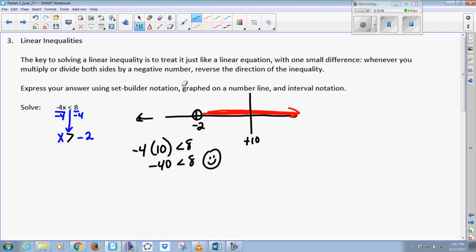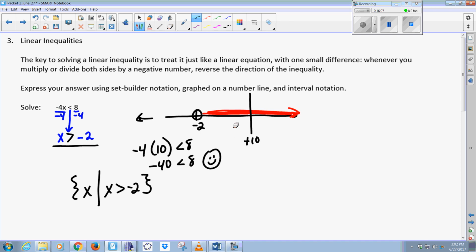All right, so it says, write your answer using set builder notation. Well, it's probably been a little while since you've thought of that. So x being greater than -2 is {x | x > -2}, the set of all x such that x is greater than -2. That's your set builder notation. This is your number line.